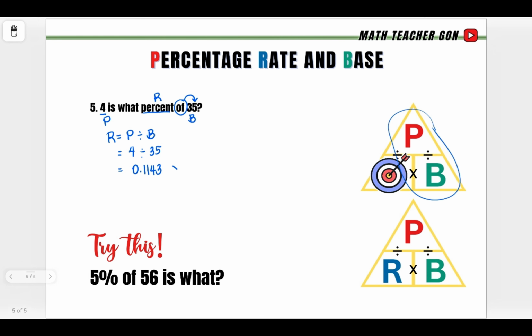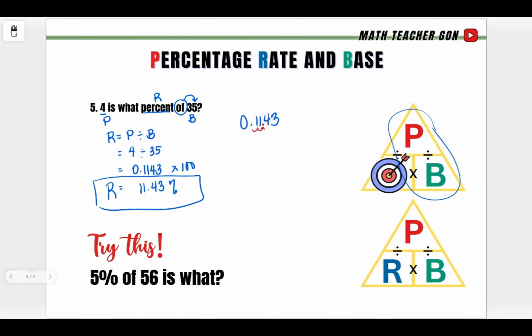Okay, very good. That is 0.1143. Then multiply it by 100 because we are looking for the rate or the percent. Now, when we are moving the decimals, we will be moving to the right 2 units. So let's use another color. So this is 1, 2. Move your decimal here. So that is 11.43%. That is your rate.